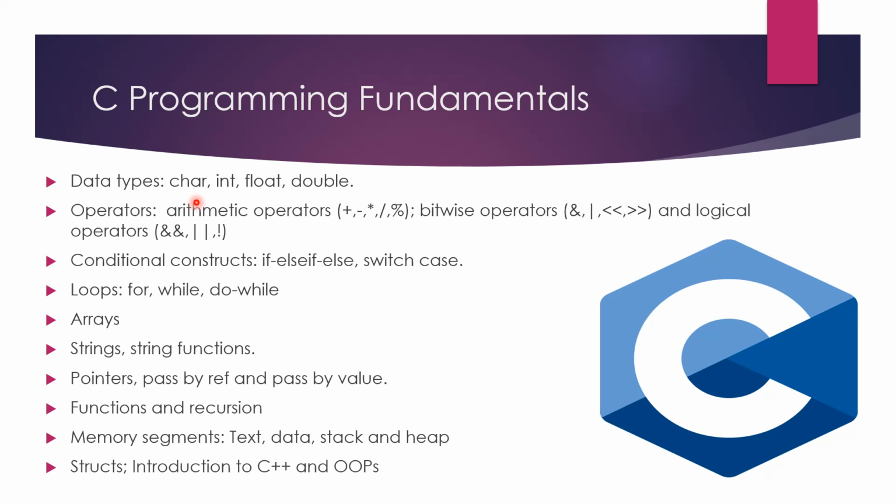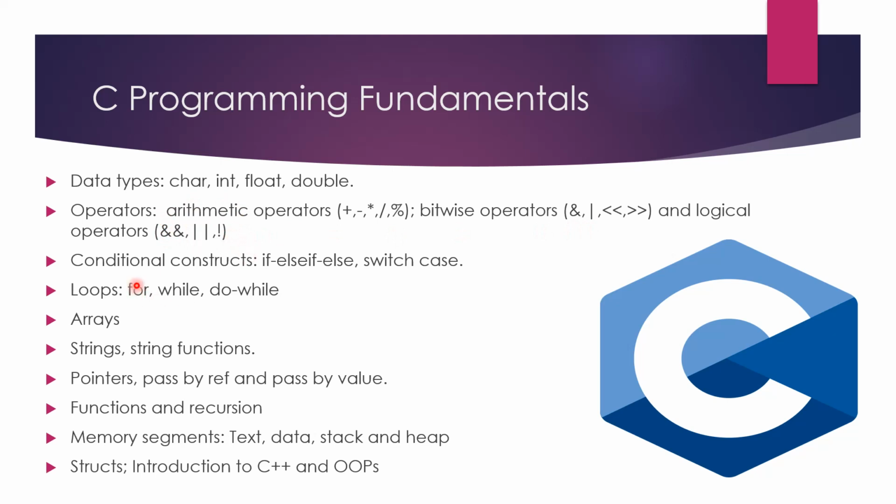Then we move on to operators. Now there are arithmetic operators, which are the regular ones like plus, minus, multiplication, integer division, and the modulo, or the remainder, more popularly known as the remainder operator. Then we have bitwise operators like bitwise and, bitwise or, and bitwise left shift and bitwise right shift. And then we learned about the logical operators like the and, or, and not operators, which we predominantly use in loops and if else conditions.